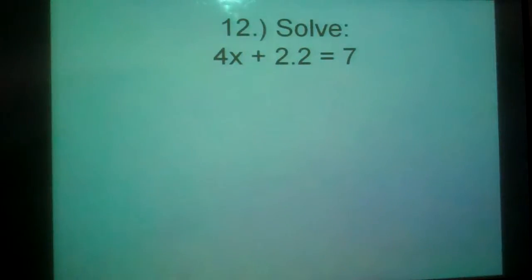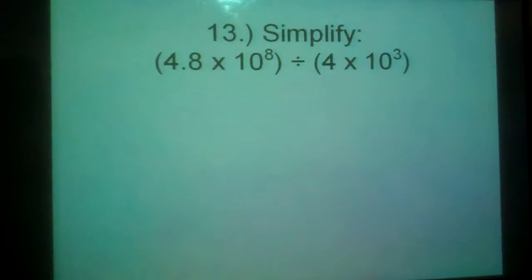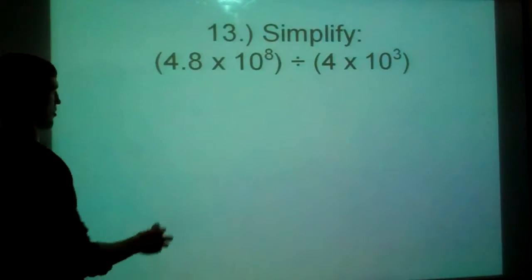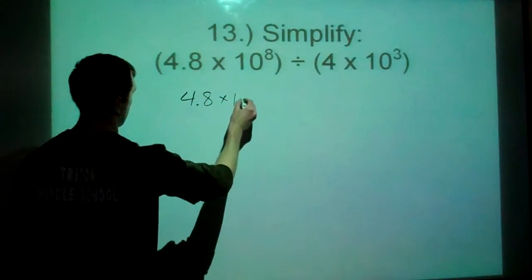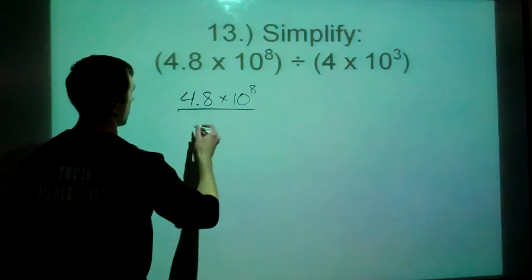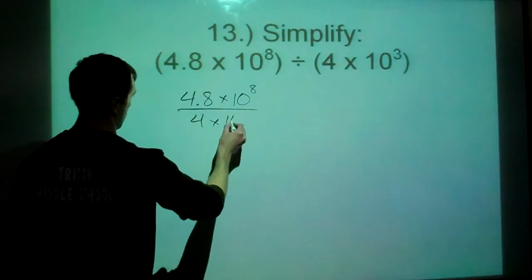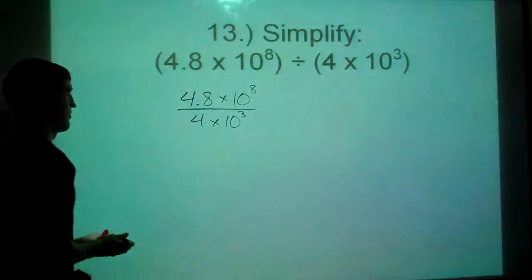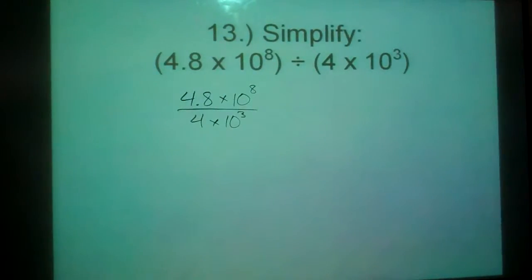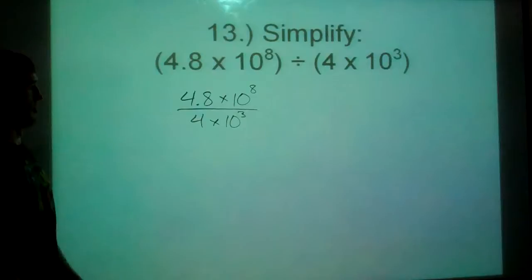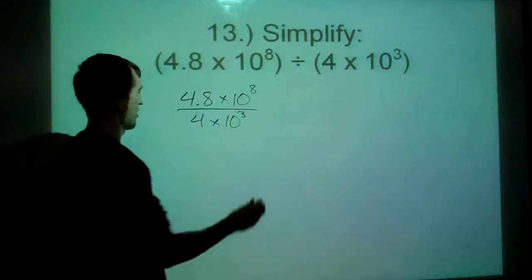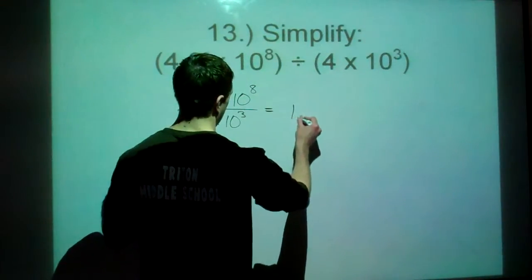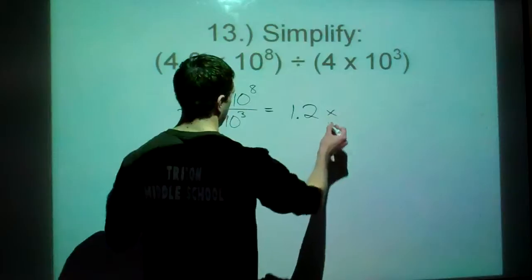Alright, number 13, simplify. Alright, this is not how it will look tomorrow. It will look like this instead: 4.8 times 10 to the 8th all over 4 times 10 to the 3rd. Alright, and there are a couple answers I will accept for this. The easiest way to go about it is to divide our numbers. 4.8 divided by 4, which we just saw is 1.2 in the last problem.